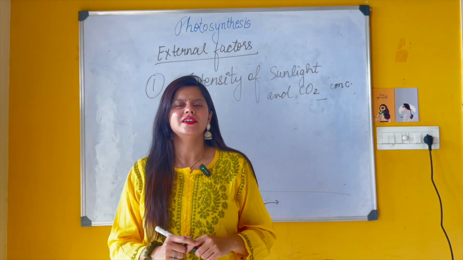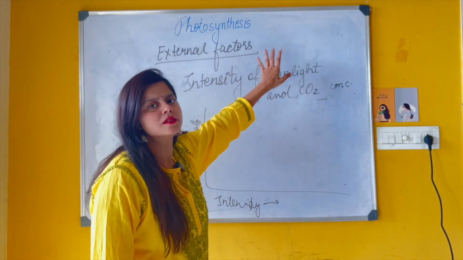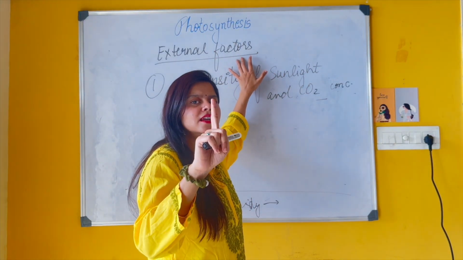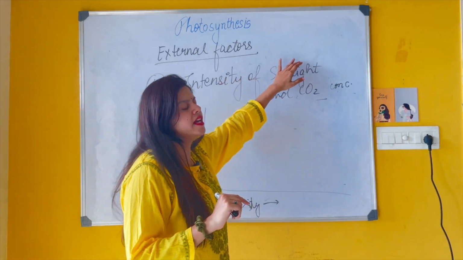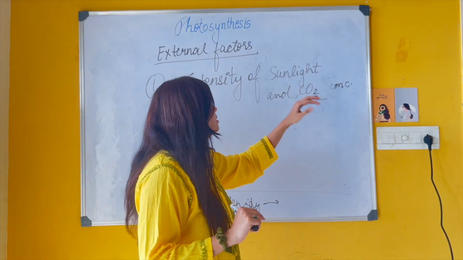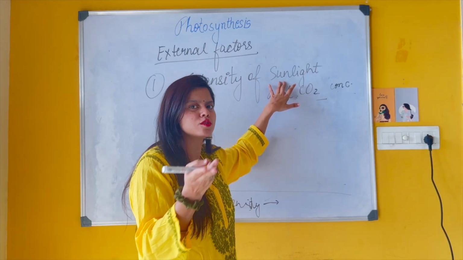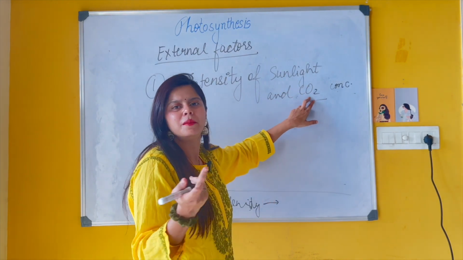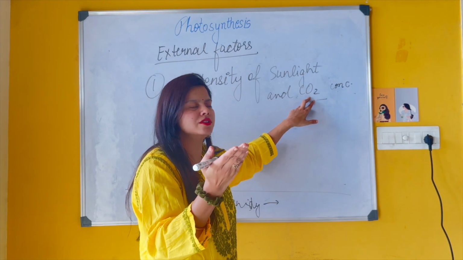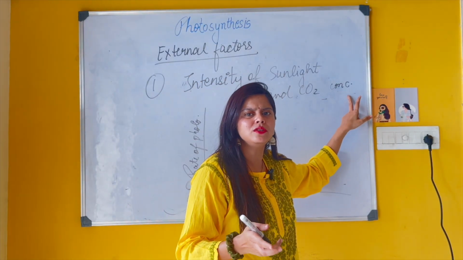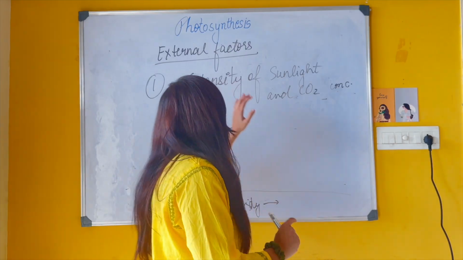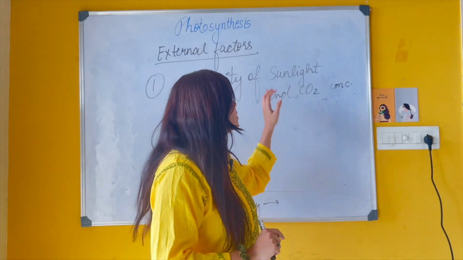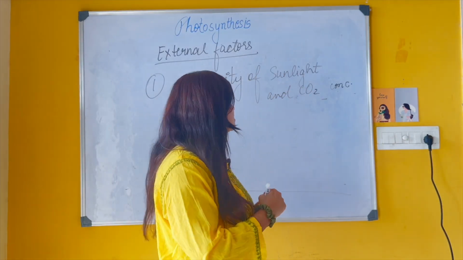So the next topic in the chapter is external factors which affect photosynthesis. So what are the external factors? The first external factor is intensity of sunlight and carbon dioxide concentration. Sunlight, of course, rate of photosynthesis will depend on sunlight. Intensity of sunlight will affect rate of photosynthesis. Carbon dioxide is an important reactant for photosynthesis. So of course, carbon dioxide concentration will also affect rate of photosynthesis. So intensity of sunlight and carbon dioxide concentration are studied together. So how do both of them affect rate of photosynthesis?